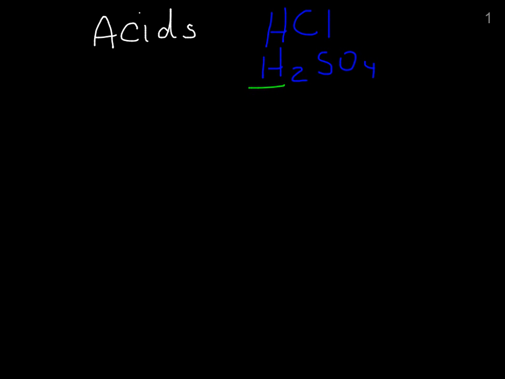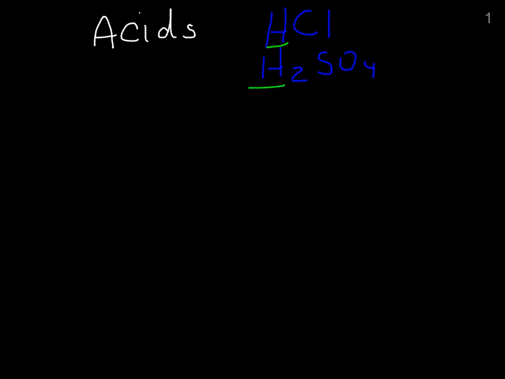I'm going to talk about naming acids. The acids that you're going to come in contact with in this part of the class will always have hydrogen written in the front of the formula. For example, HCl and H2SO4. So you can easily recognize that this is an acid.